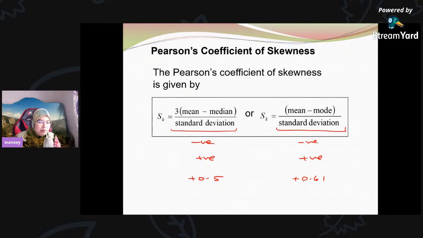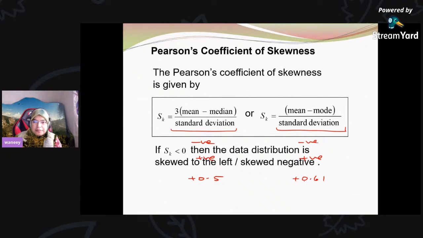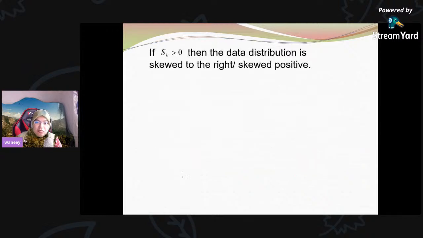Okay, so now let me proceed with the calculation. If SK, the Pearson coefficient of skewness, is less than 0 or a negative value, then the data distribution is skewed to the left, or skewed negative, or normally I call them negatively skewed. If I have SK that is greater than 0, then I normally call them skewed to the right or positively skewed.